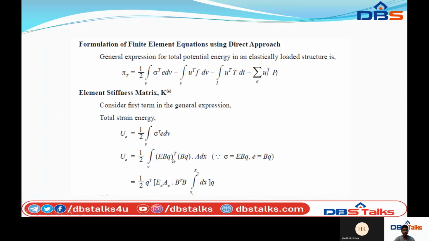Then I'm taking Q transpose as common here, and the remaining terms will be E, for the particular element, then area A, next B transpose and then B. Then I am applying the limits for dx, x1 to x2, and the remaining will be Q.